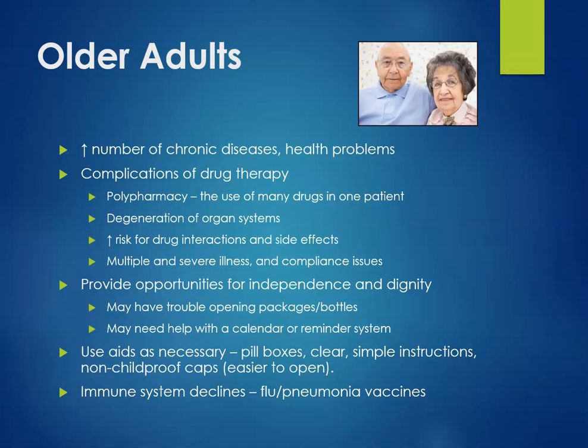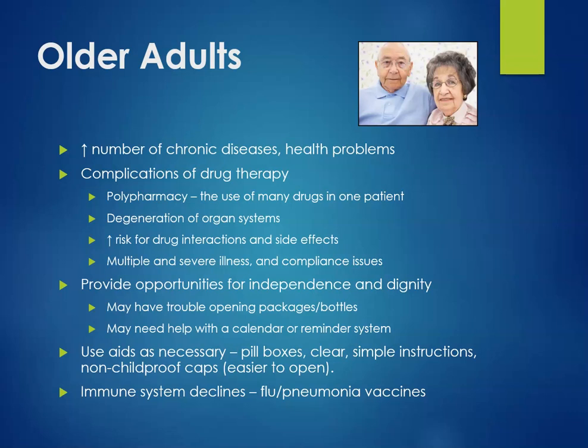So when we're giving medications to older adults, we have to think about the fact that there's an increased number of chronic diseases and health problems. Remember, they have that issue with polypharmacy. They have degeneration of their organ systems, so things don't work as well. Kidneys aren't going to excrete as well. Livers aren't going to metabolize as well. They are at an increased risk for drug interactions and side effects. And that's a combination of things. It's their organs, but it's also, again, polypharmacy and maybe their own cognitive abilities.